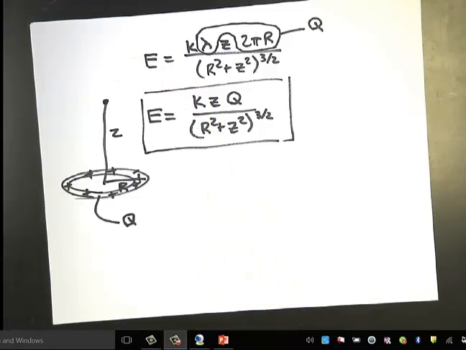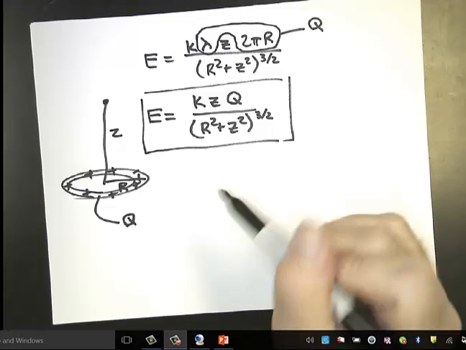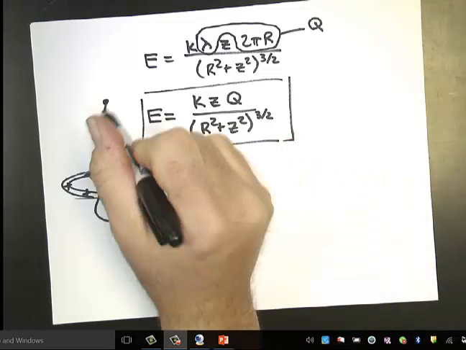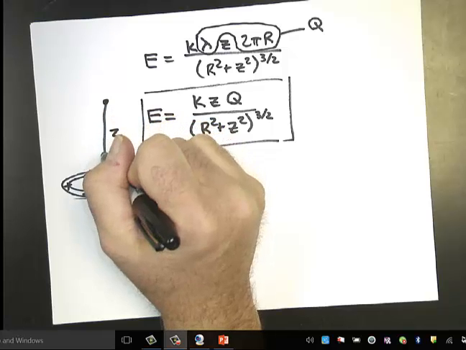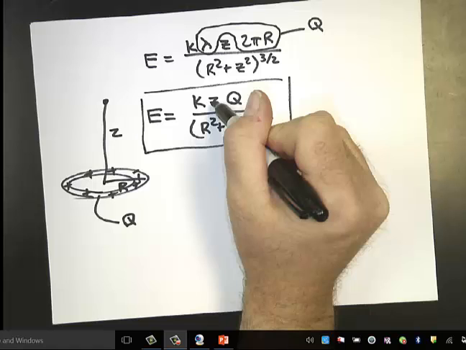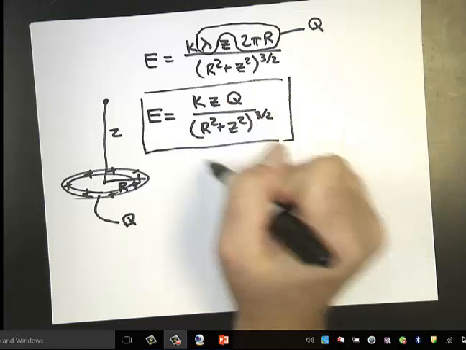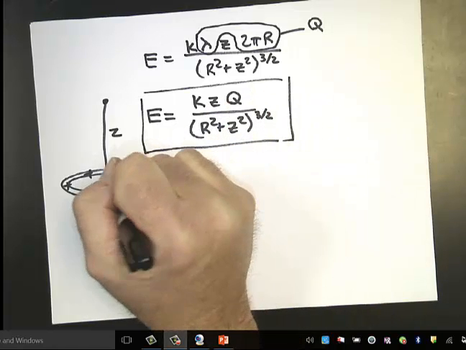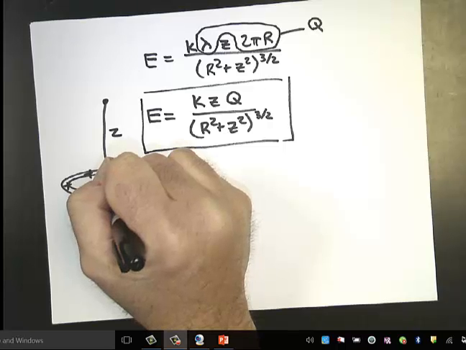Okay? Now, a couple things we can do to see if our equation is right. Check out the extremes. For example, what if we let z equal 0? Okay, so we drop this down, down, down, let z equal 0. What's the answer? Well, if we have a 0 on top and a 0 right here, the answer is 0. It's what we expect. E is 0 at the very center of the ring.